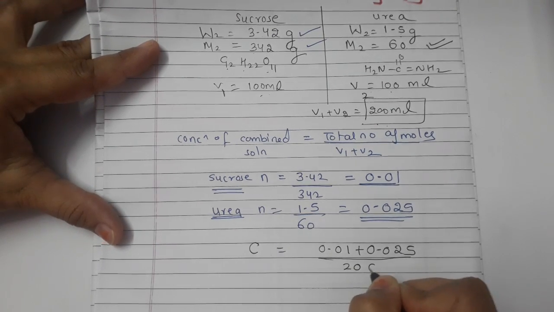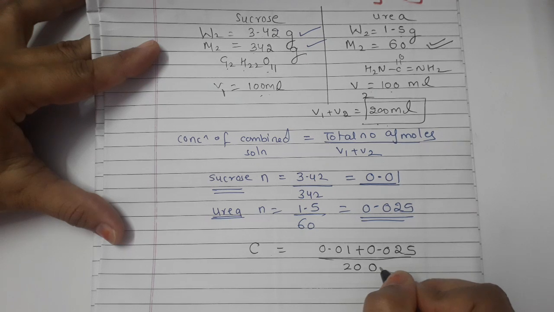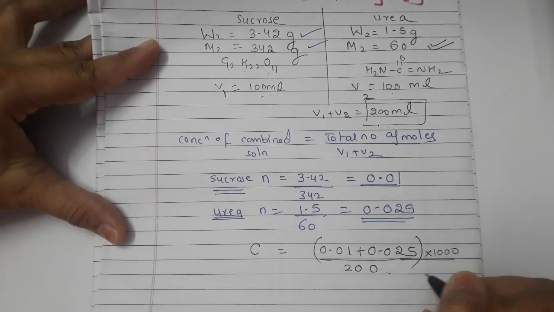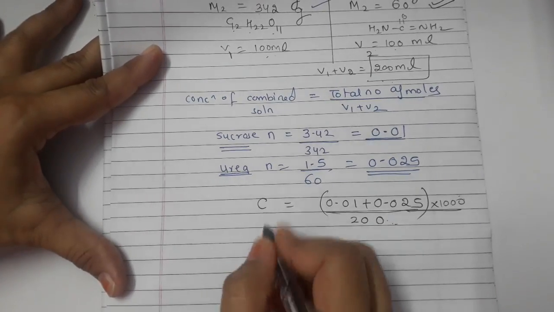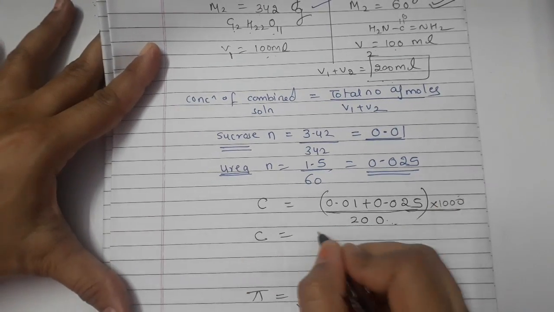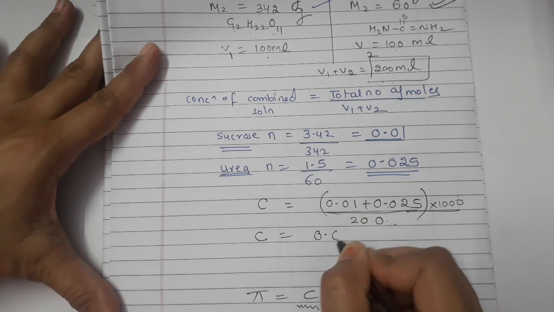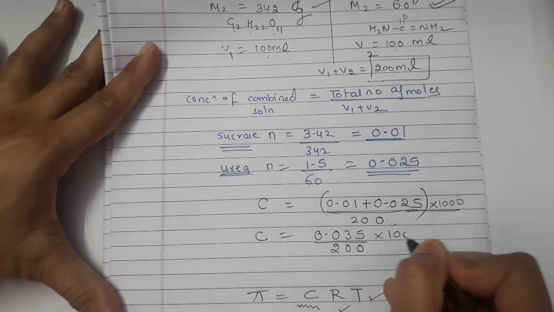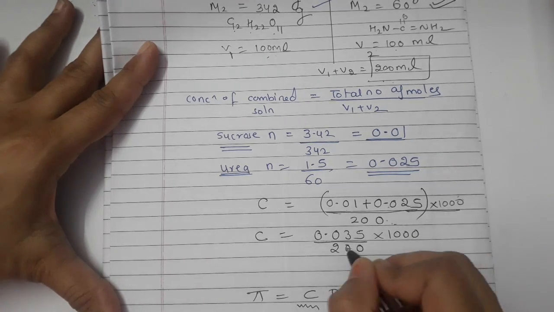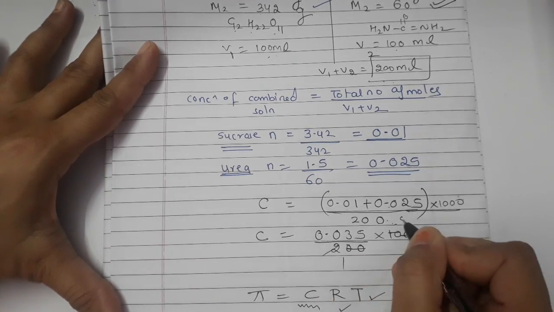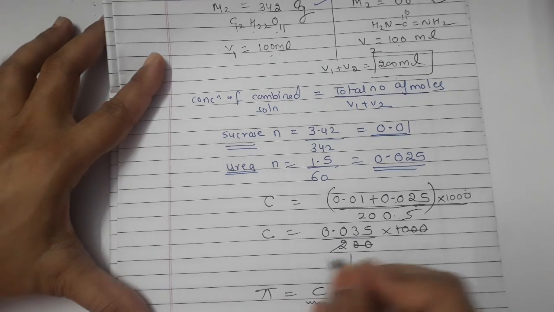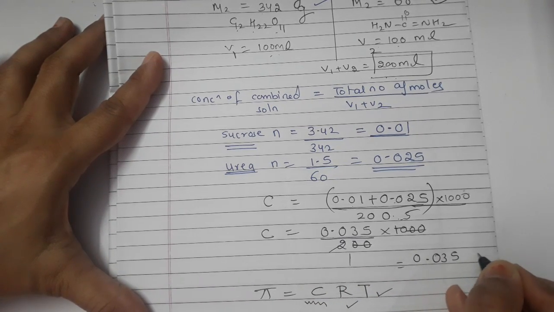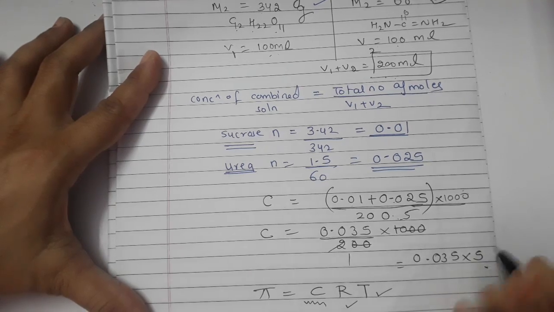Directly I write 200. But remember, I have written in ml. We want in liters, so I put 1000 above. So concentration is going to be 0.035 upon 200 into 1000. I cancel these two zeros, 2 ones are 2 and 5. So instead of C, I am going to write 0.035 multiplied by 5.